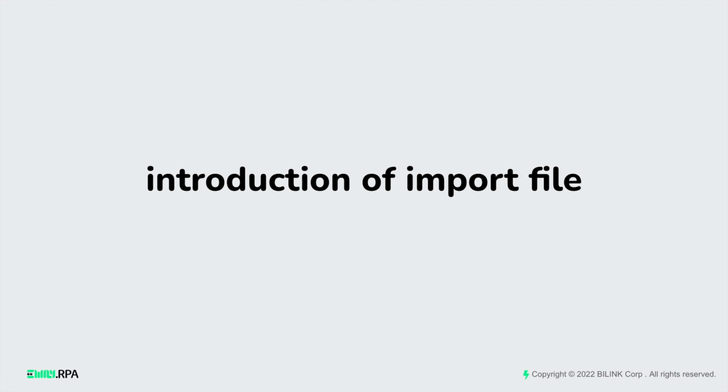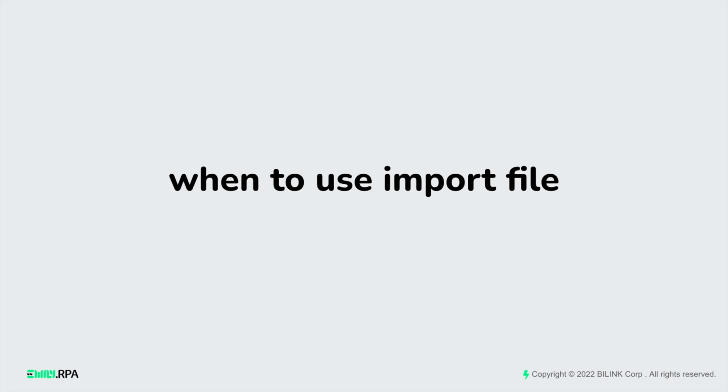Today we are going to introduce the import file. The import file function can be used to copy the specified path file to the working directory as a reference file for other steps or input file. Usually when you need to use a file on a specific path in your process, we will first use the import file function to copy the file to the working directory.